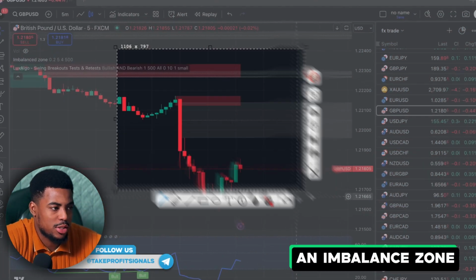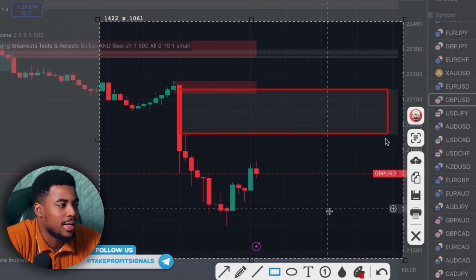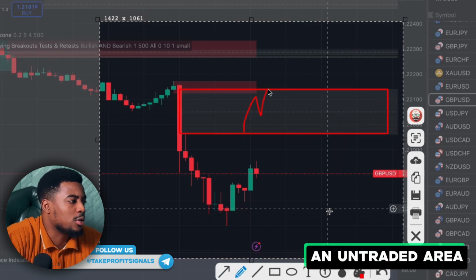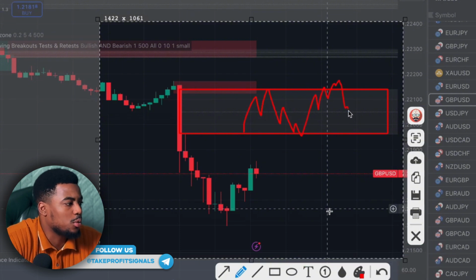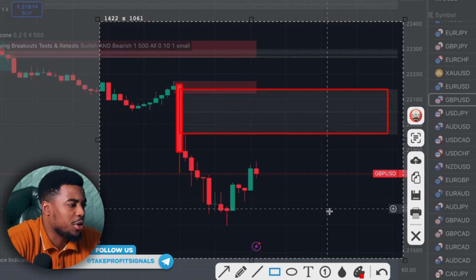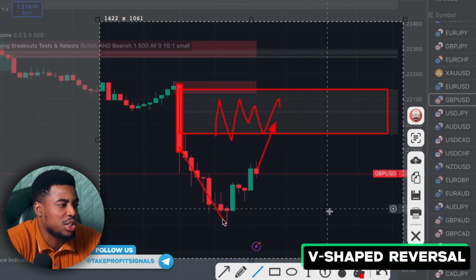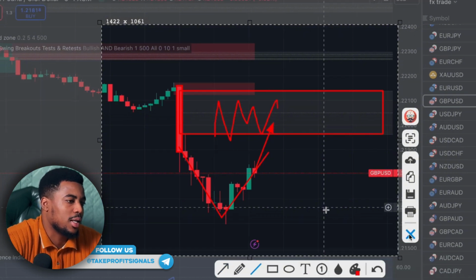We have an imbalance zone here. This is what it looks like, marked by the gray area. This is essentially an untraded area, so there could be some chart movement here. But since we just fell, roughly speaking, to the next level with one candle, we have a void here which needs to be filled with something. Therefore, the chart is obviously tending to this area. Plus, we have a V-shaped reversal here. This happens quite rarely, but very often.